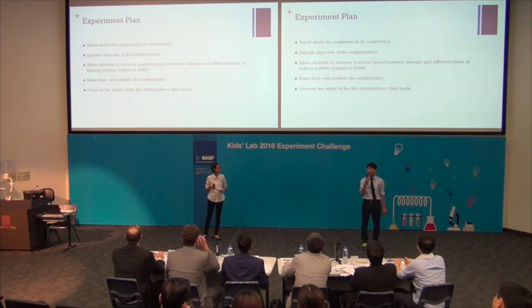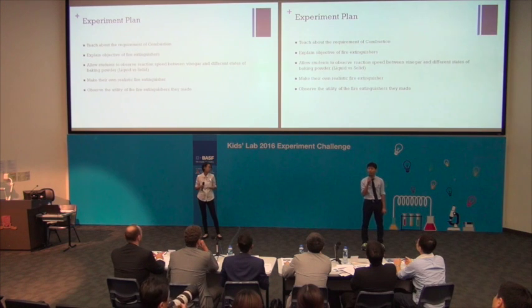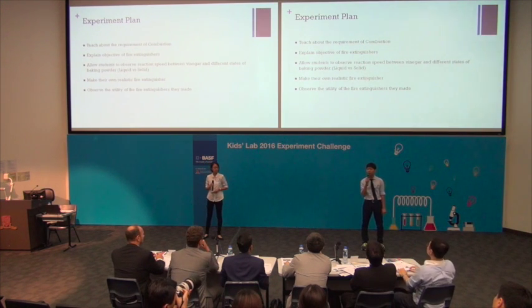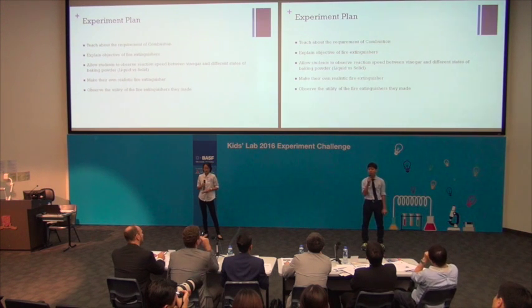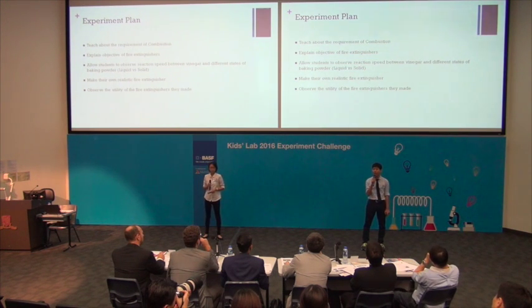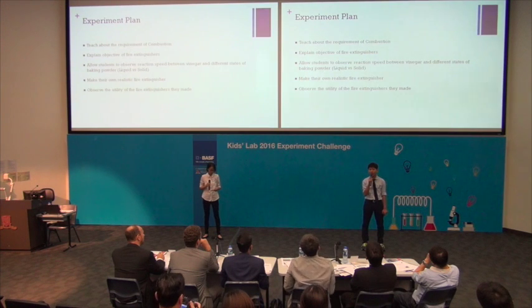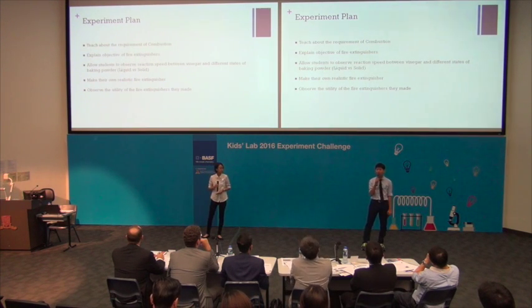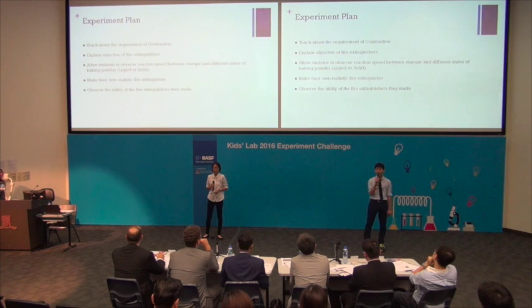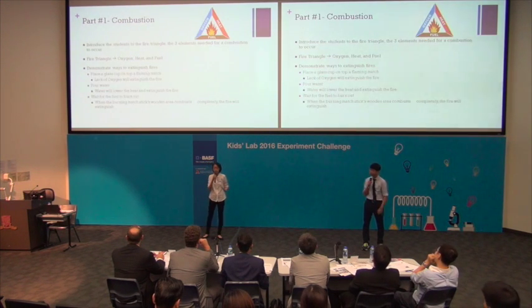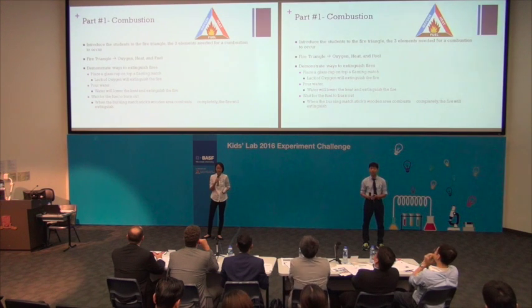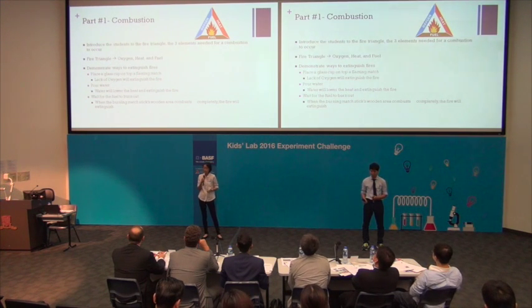So our kids lab experiment plan will be split into 4 different parts. We will first start off by teaching students about the requirements of combustion. We will then allow students to see how the reaction between vinegar and baking soda changes as we change the state of baking soda. Finally, the students will be given the opportunity to make their own realistic fire extinguisher and observe its utility. In order to better understand the function behind a fire extinguisher, a background in combustion needs to be given to the students.